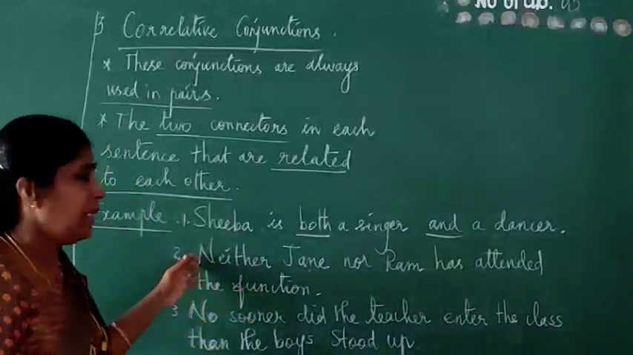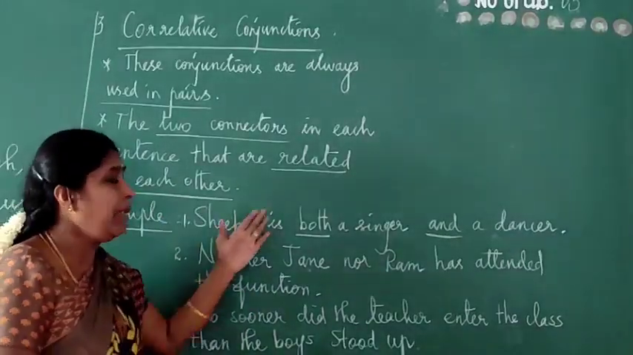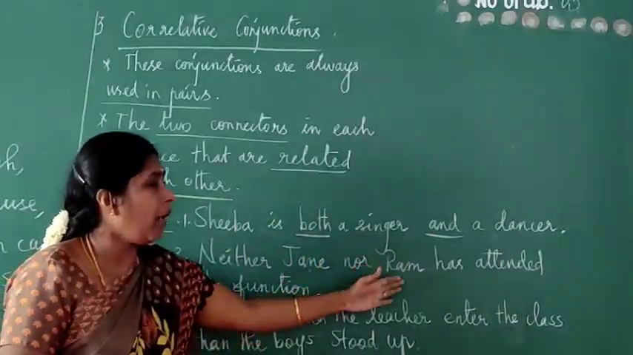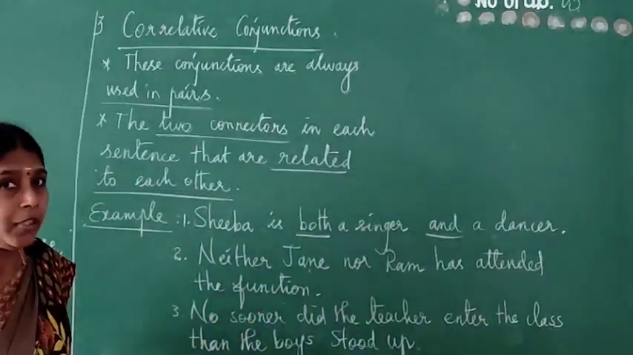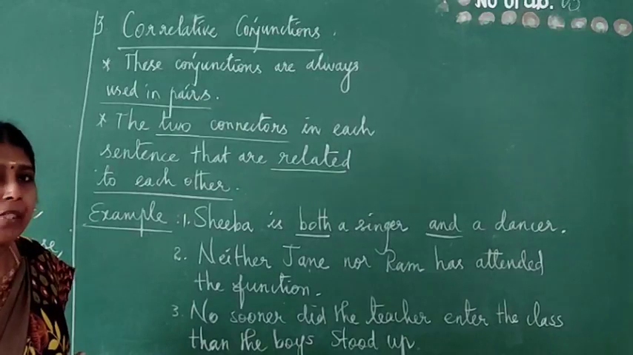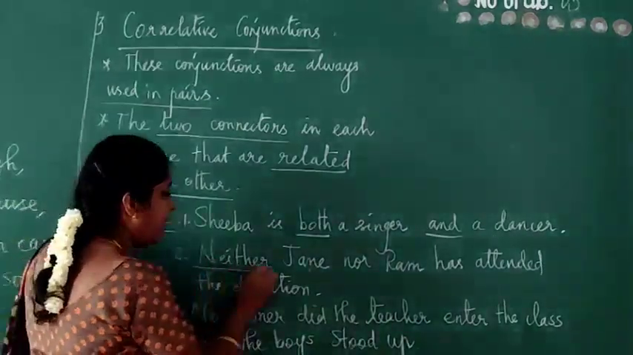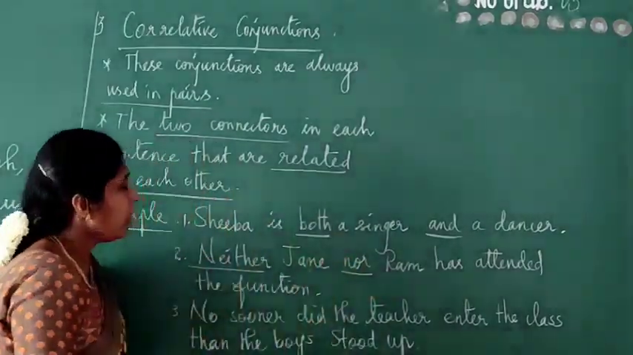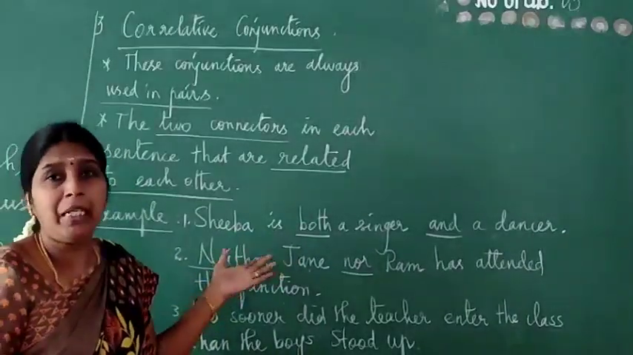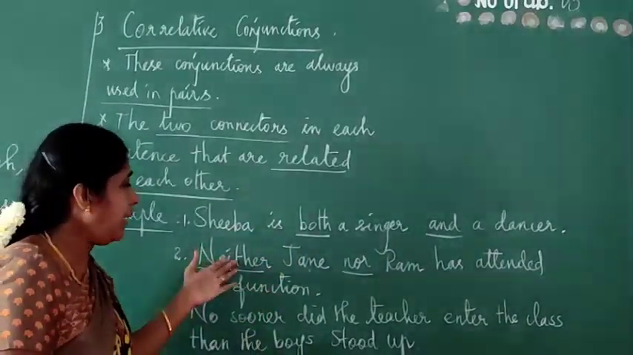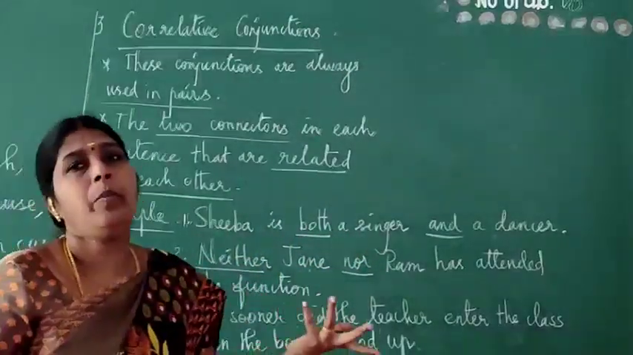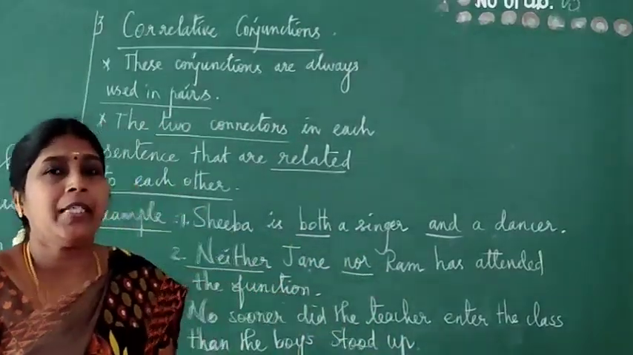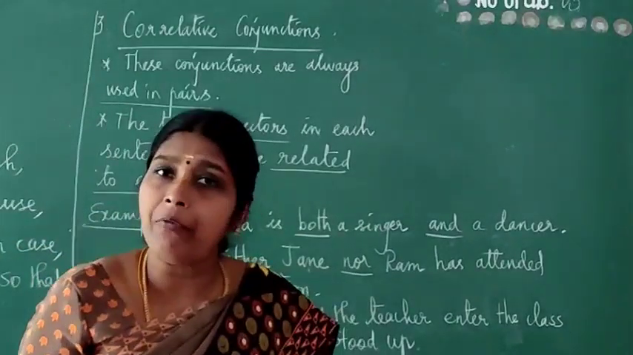Two words. See this sentence. Neither Jan nor Ram has attended the function. Here what are the two words? Can you identify? Yes. First, neither. Next one, nor. Neither means negative word, not. Neither Jan nor Ram has attended the function means nobody attended the function. For example, I drink neither coffee nor tea.